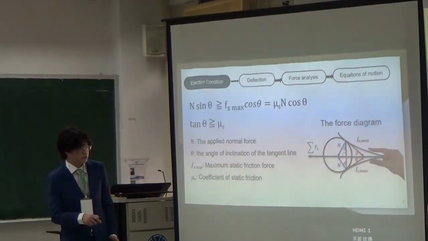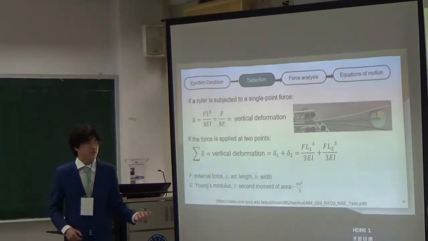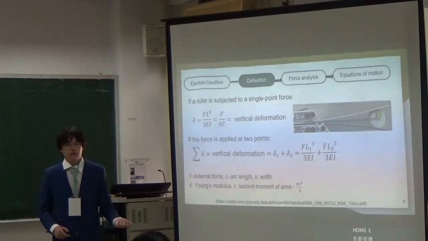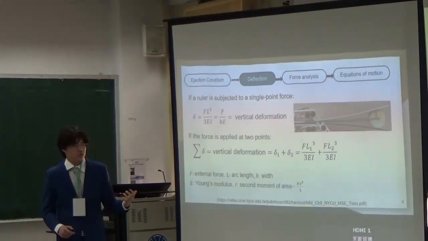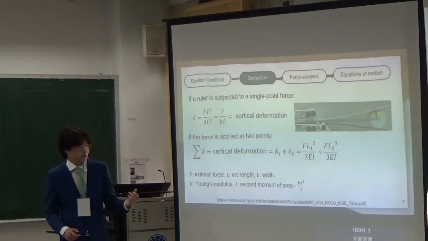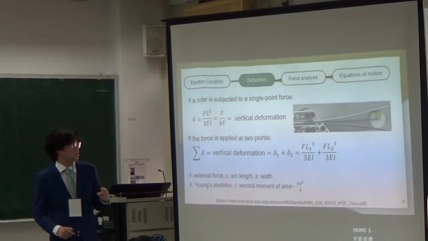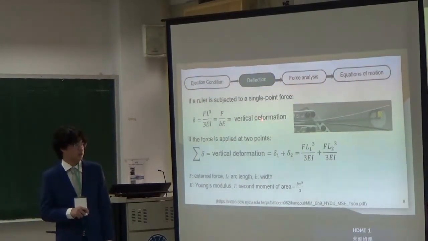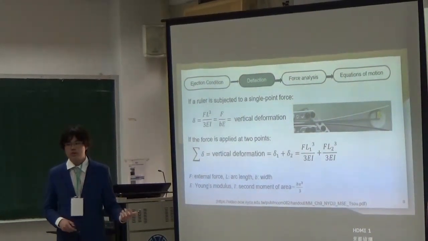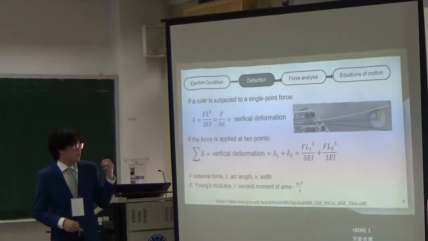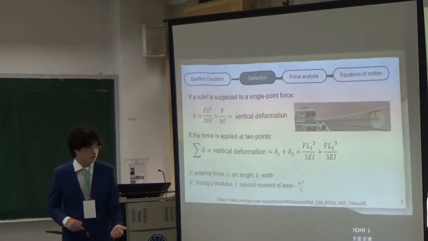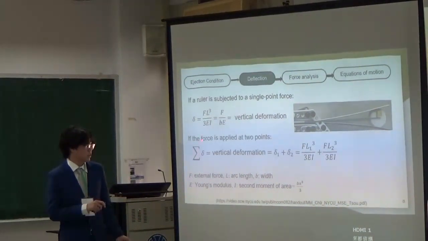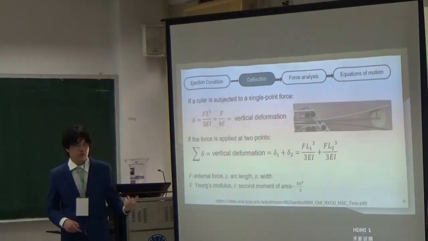In our theory, we use the deflection to describe the vertical deformation of the lures. You can also understand it as the potential energy stored in the lures. If only one force is applied, the deflection equals this equation, which is the vertical deformation. When two forces are applied, the deflections can be superimposed, which means I add them together, and I get the total deflection, which is my vertical deformation.